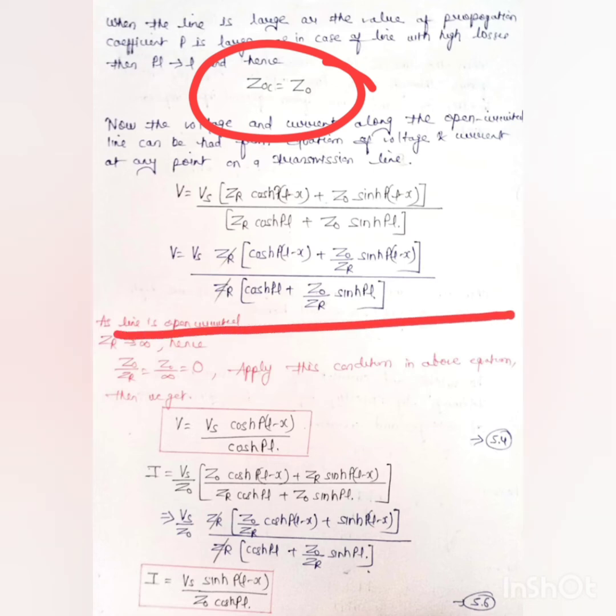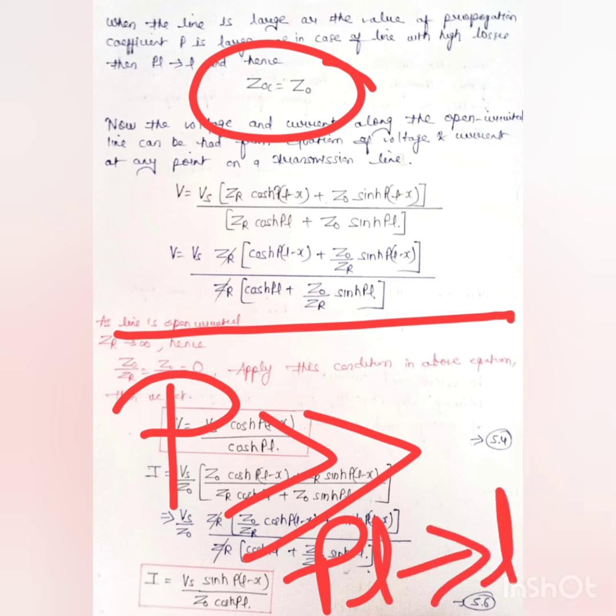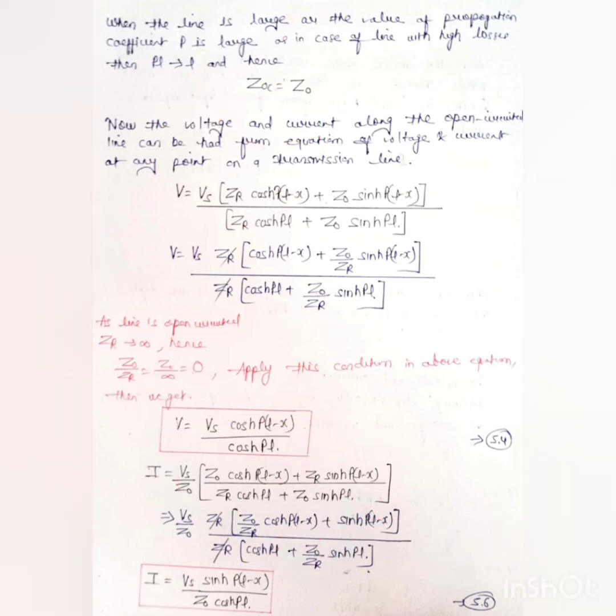When our transmission line is large and our propagation constant value is also very large, the relation tanh PL tends to 1, because in that case that particular expression is equivalent to 1. Hence Z OC is nothing but Z naught. The open circuit impedance is nothing but the characteristic impedance.